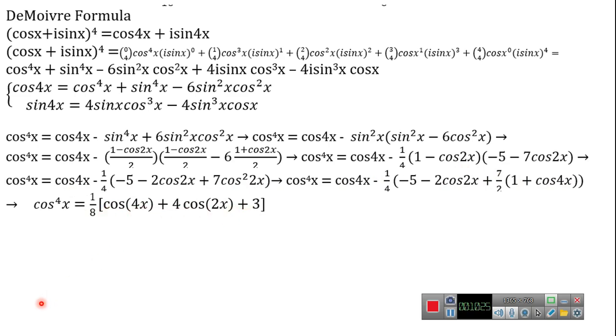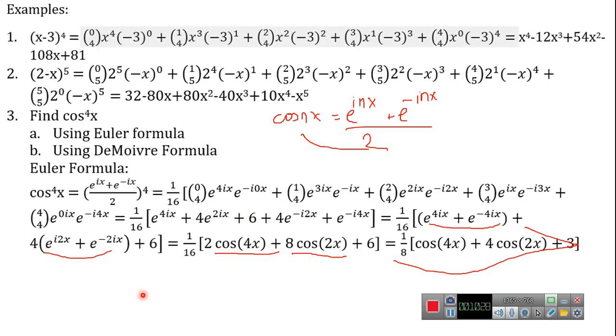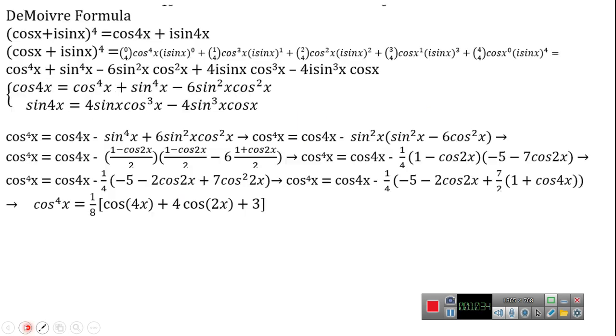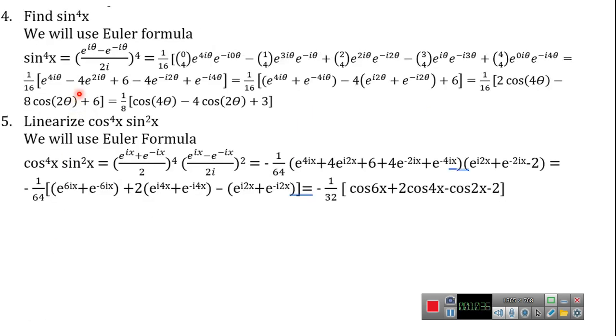Okay, now I have multiplication. If you multiply this one times that one, here you have again a square, so this will be 7 over 2 (1 plus cosine 4x). Okay, if you expand it and do all the operations, you're going to get the same equation that we got above: cosine 4x plus 4 cosine 2x plus 3. If you look here, you have the same. But which one is easier? Easier is the Euler formula to find cosine 4x.